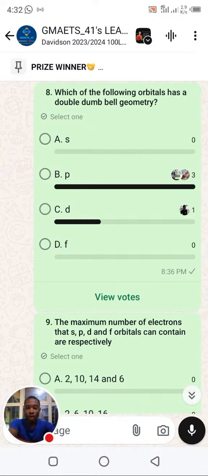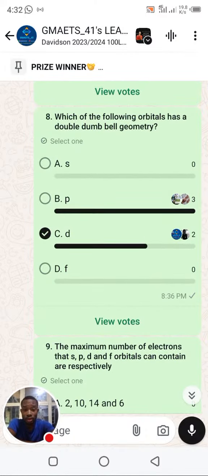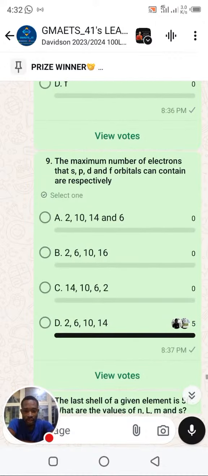The next question is question number 8. Which of the following orbitals has a double dumbbell geometry? Which of the following orbitals has a double dumbbell geometry? The correct answer is option C. So the d orbital, the shape is double dumbbell. Take note of that. Now move on to question number 9.